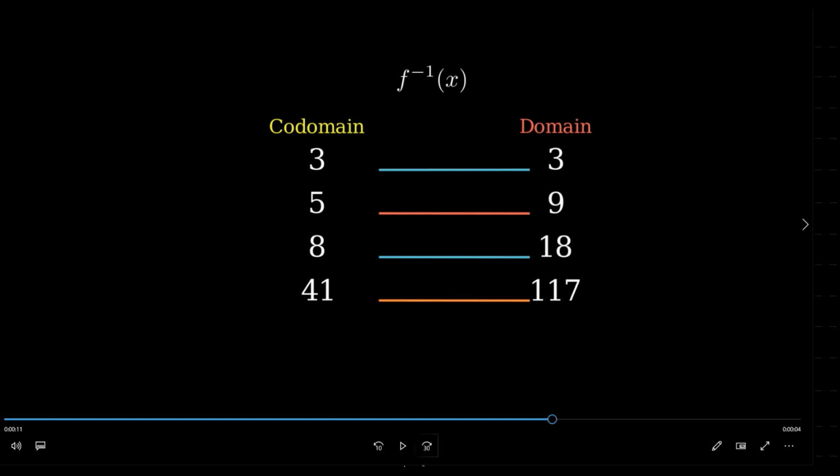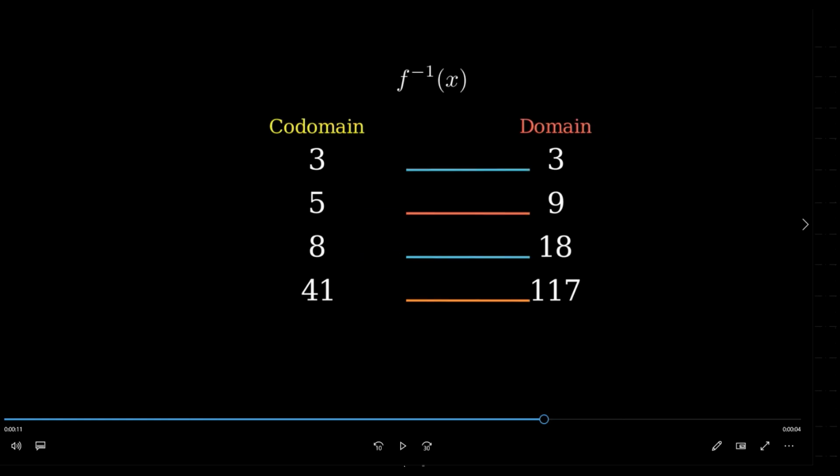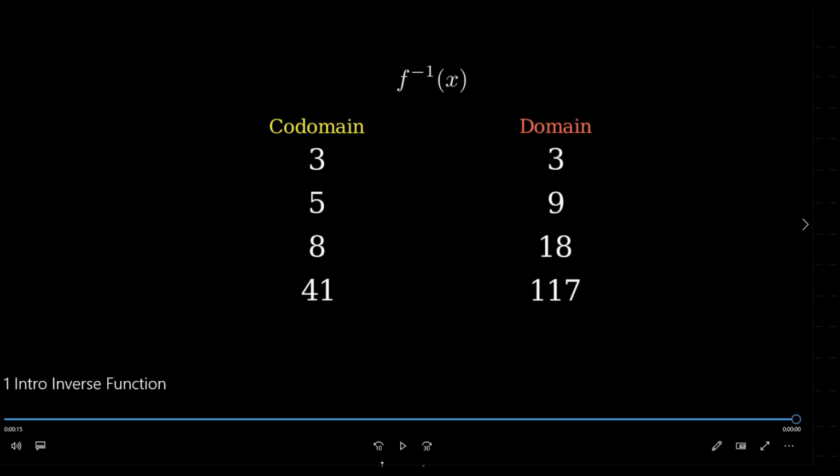So you need to understand where the lines are starting from. Here, as you can see, the lines are starting from the domain 3, 5, 8, 41. And over here, the lines are starting from 3, 9, 18 and 117. So this is the role of our inverse function. It will flip things around. But numbers which are mapped will stay mapped. 3 will always be mapped to 3, 5 will always be mapped to 9. These two will be linked and that is not going to change.